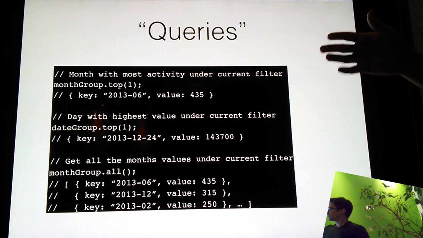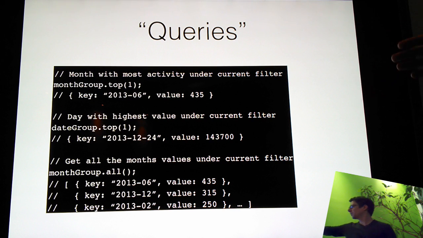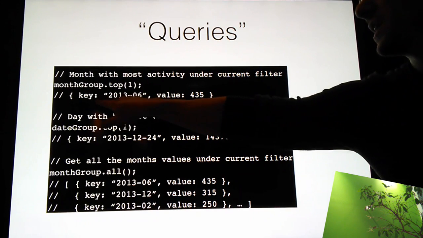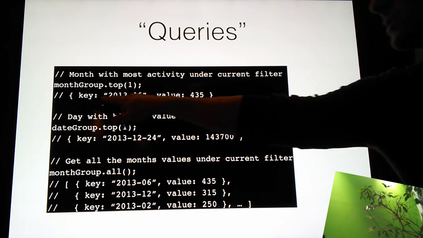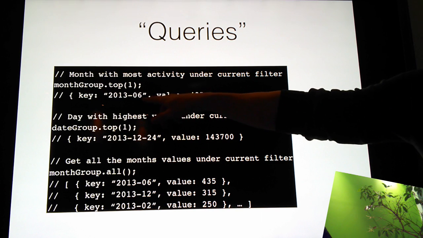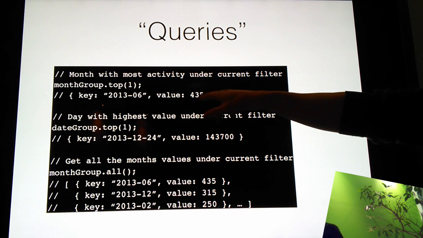So you can take a group that you've created, in this case our month group, and you can ask for the top month. This is kind of what the group object looks like. It has a key and a value. So say in the 6th month of 2013, we had 435 transactions. It's a count.